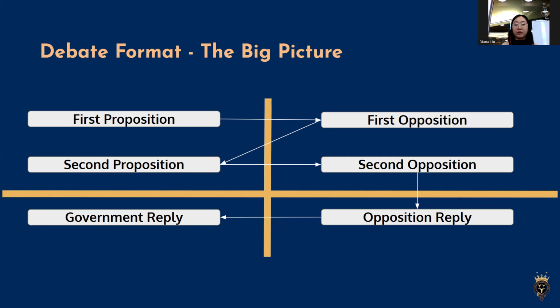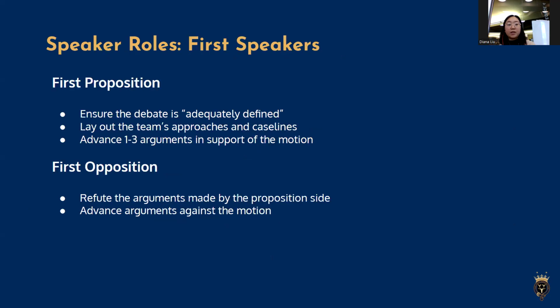So this is the speaking order for CNDF. The first speaker is called first proposition, and then you would go to first opposition. Next is second proposition, followed by second opposition. And this is the core of the content. Then, in order to conclude the debate, first you will have the opposition reply speech, followed by the government reply speech. Now I'll briefly go over each of the speaking roles and what you're expected to do within your speech.